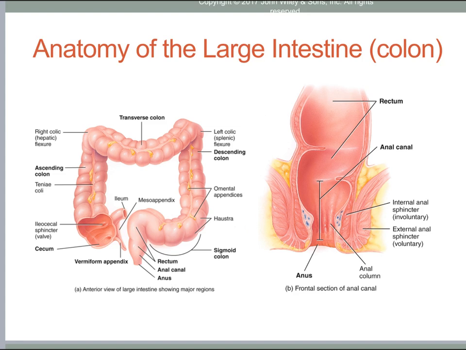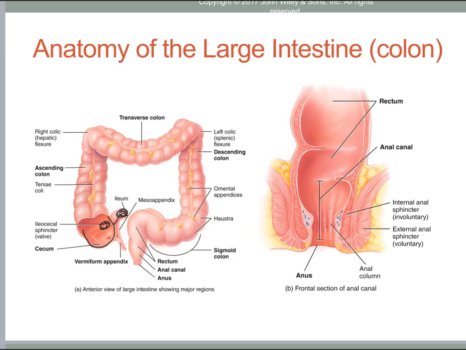As we leave the small intestine, the next player in this series of events is the colon, or the large intestine. So we're going to pick up right here. So we see the ileum right here, and then it's going to travel and form a valve. This ileocecal valve or sphincter is what leads into our cecum.